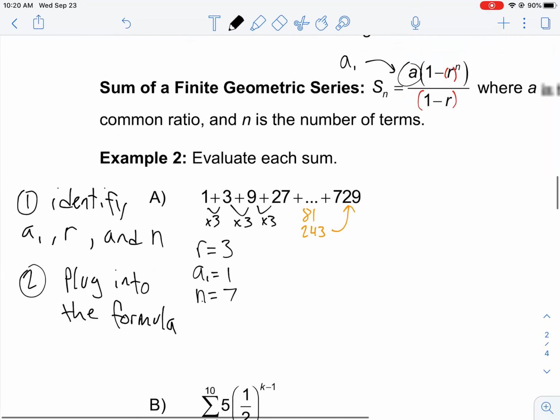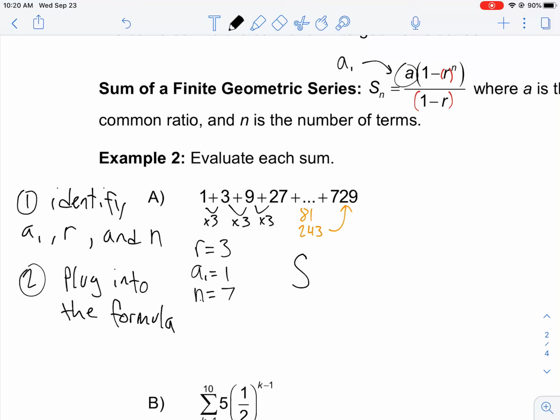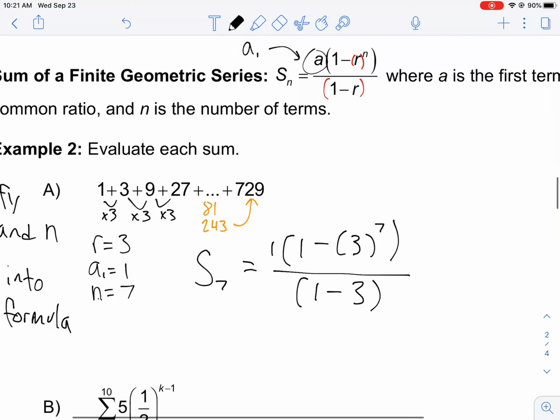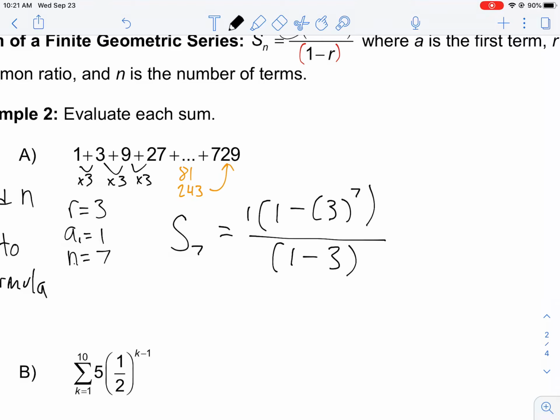Alright, so now you have everything you need for the formula. We're doing the sum of n terms, where n is 7. So s sub 7 equals your first term, which is 1, multiplied by 1 minus your common ratio, which is 3, set of parentheses, raised to the n power, close parenthesis, all over, parenthesis, 1 minus 3, close parenthesis. And because you have those parentheses in there, those parentheses in red, you can plug this right into your calculator.